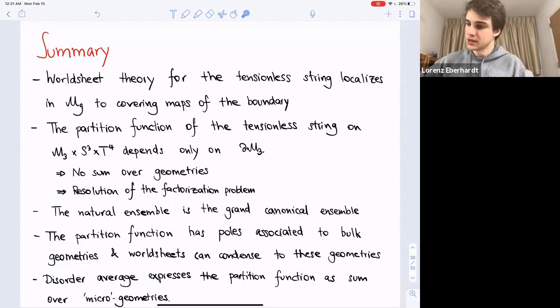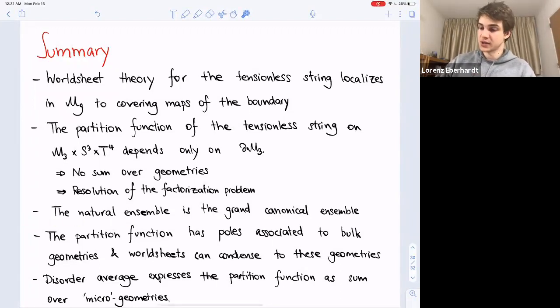Okay, and then one upgrade of this is that the partition function of the tensionless string, when you consider it on some 3-manifold times S3 times T4, only depends on the boundary of M3 and doesn't depend on M3 itself. And so in particular, you don't need to sum over geometries. And in the context of this spacetime wormhole, you don't need to include the spacetime wormhole separately. And in particular, it leads to a resolution of this factorization problem in this instance, of course.